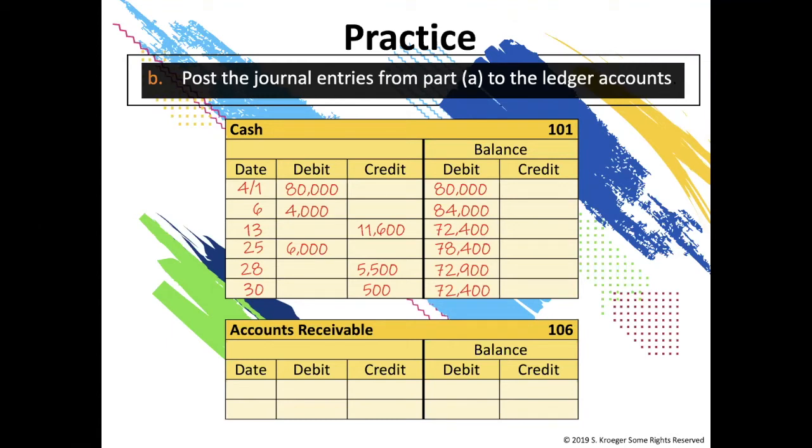This would be the cash ledger account. It shows only the cash transactions, and we get to see what the final balance is. At the end of April, I have $72,400 in cash.